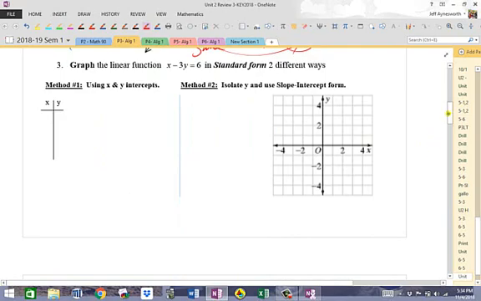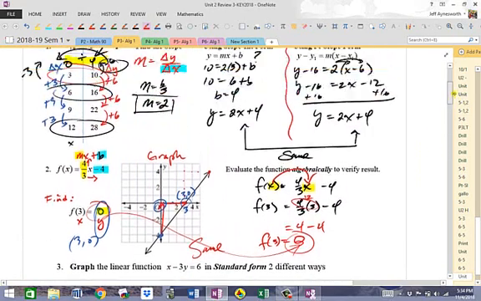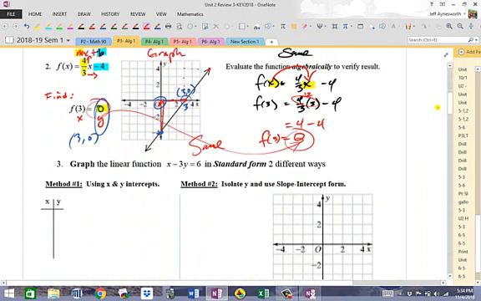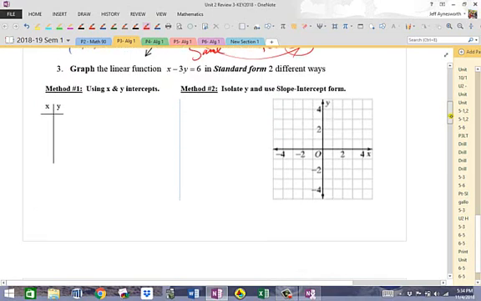Okay, I don't know if you noticed this, but there's a theme right now in my review here. I'm finding the linear function 2 different ways, and they should be the same. I'm finding the function value, the y value, 2 different ways, first graphically and then algebraically. And now I'm going to graph the function in standard form 2 different ways.